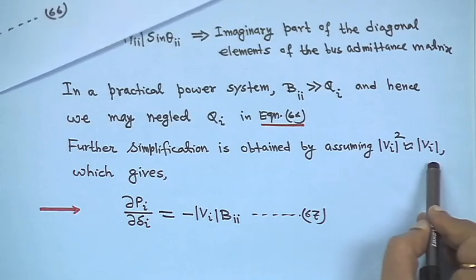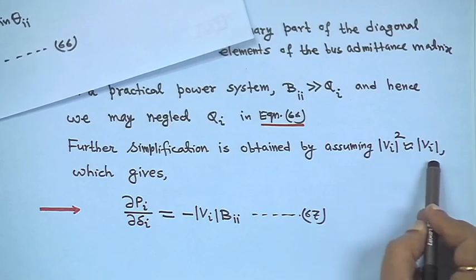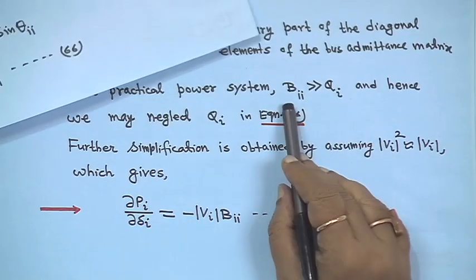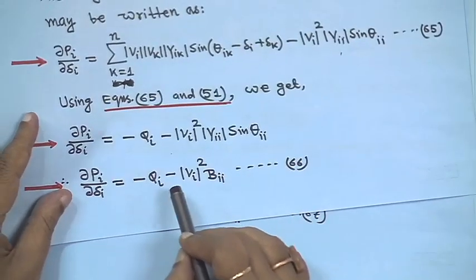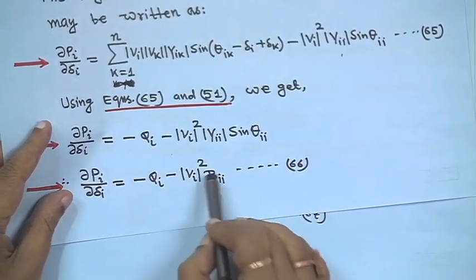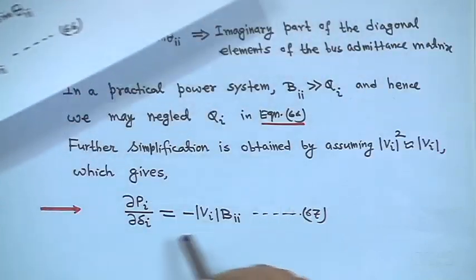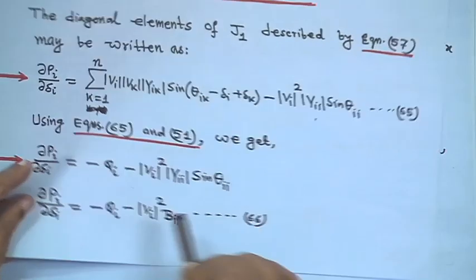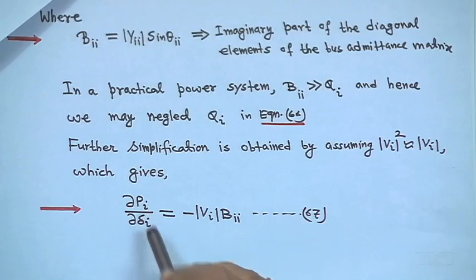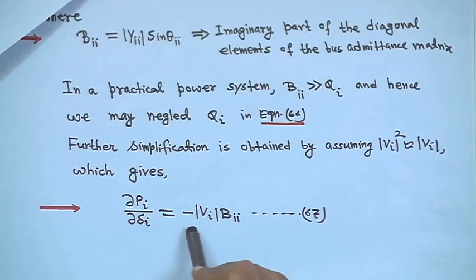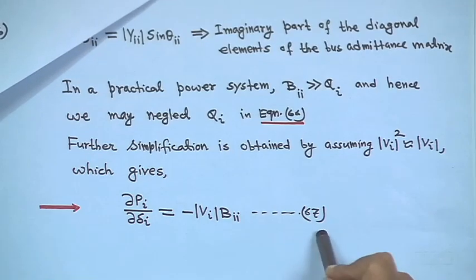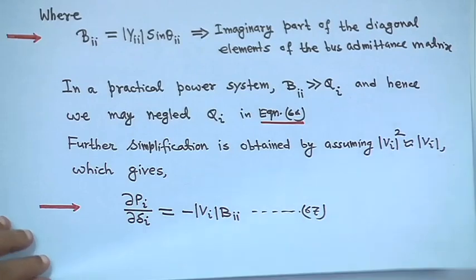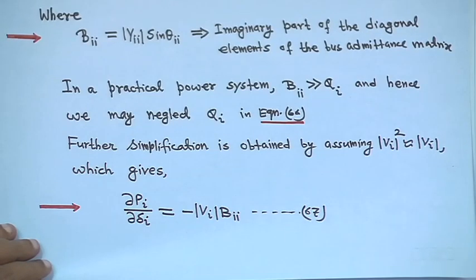So, this is another approximation: Vi square we are taking approximately Vi, and Bii is much greater than Qi. Therefore, this term Qi is much smaller than the other one. Hence, the term Qi is dropped and Vi square is taken as Vi. So, delta Pi upon delta i is equal to minus Vi Bii, this is equation 67. So, this is your delta Pi upon delta i.